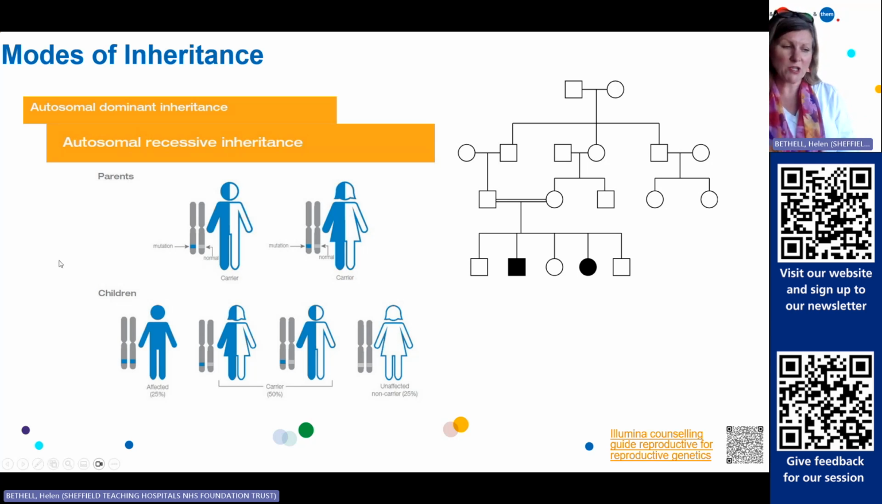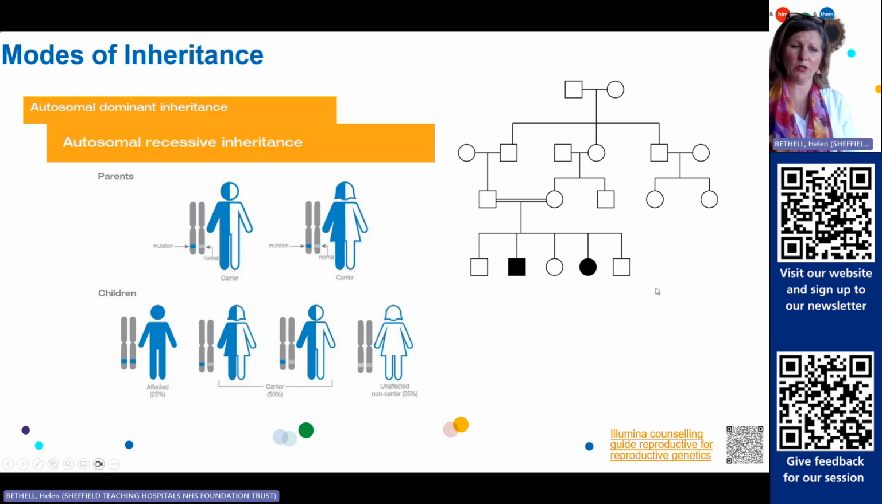So if we look at the ratios that we can see out of the children at the bottom, we've got a 1 in 4 chance that the child is affected. We've got a 2 in 4, or a 1 in 2, or a 50% chance that the child is a carrier. And we've got a 1 in 4 chance that the child is unaffected.